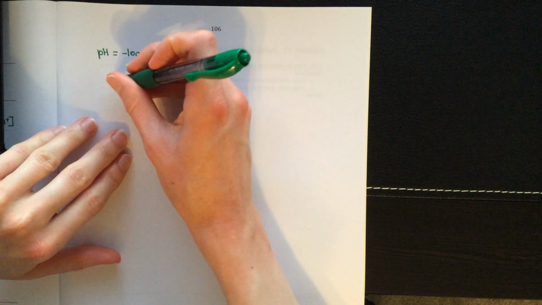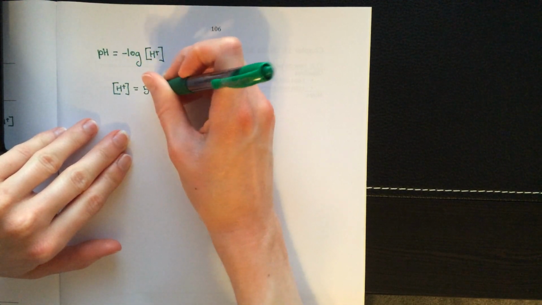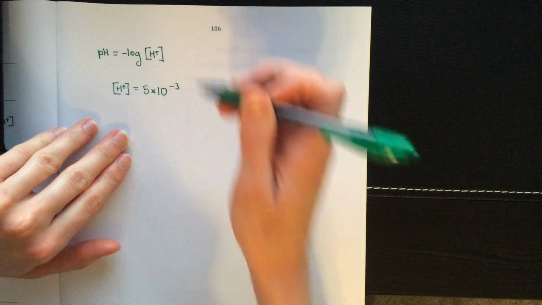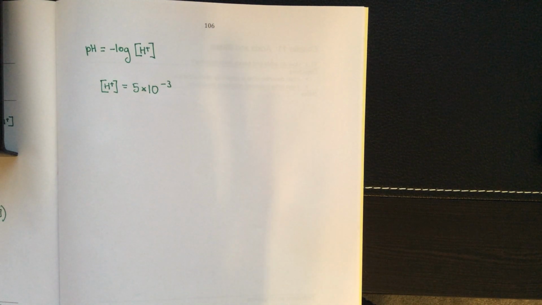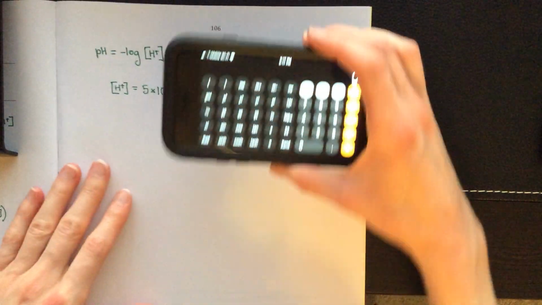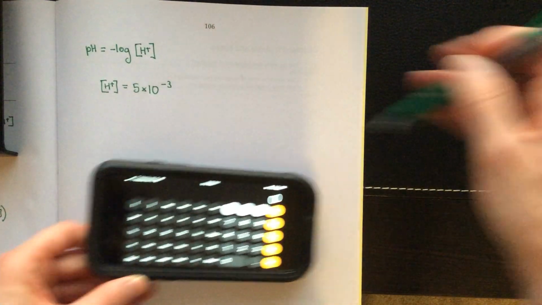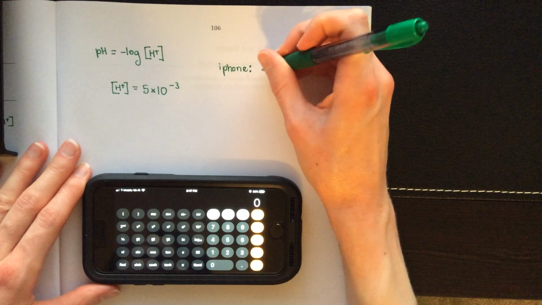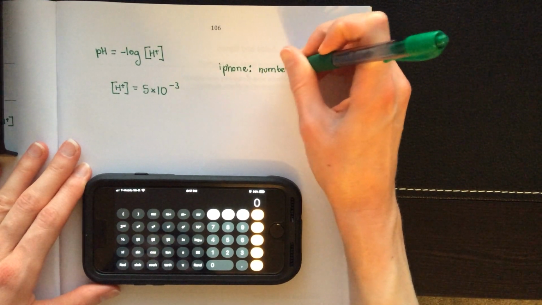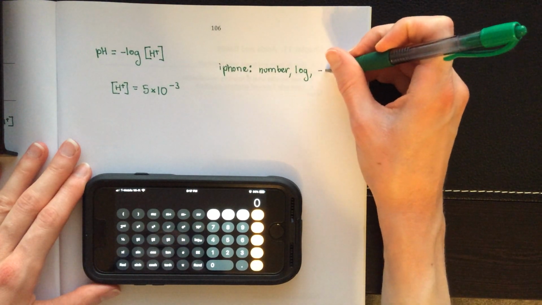Okay, I'm going to show you how to do this in your calculator. I'll show you for an iPhone style calculator and an Android. So let's say we have an H plus concentration of 5 times 10 to the negative 3. So often your H plus concentration will be in scientific notation. So we need to take the negative log of this number. So the easiest way to do this is in the iPhone, and you don't have to write this down, but I'll just write this down so you can see it. Type in the number first, then do log, and then if you want to, do the negative sign.